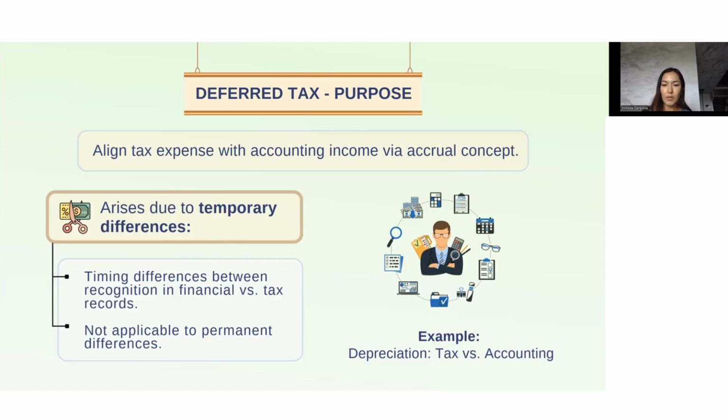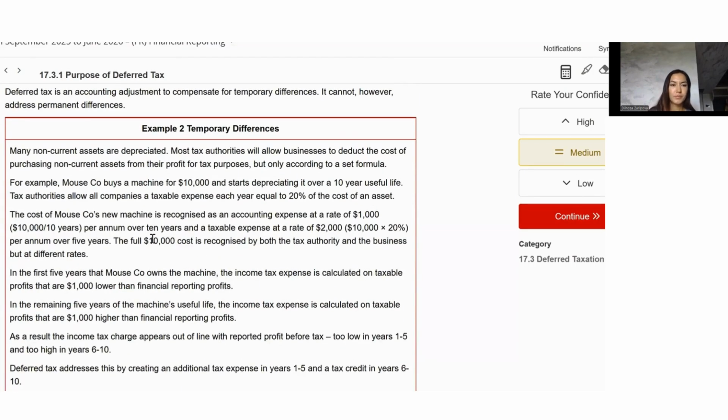So we're going to look at this example, depreciation tax versus accounting. Non-current assets are depreciated. Most tax authorities will allow businesses to deduct the cost of purchasing non-current assets from their profit for tax purposes, but only according to a set formula. For example, Moscow buys a machine for 10,000 and starts depreciating it over a 10 year useful life. Tax authorities allow a taxable expense each year equal to 20% of the cost of an asset.